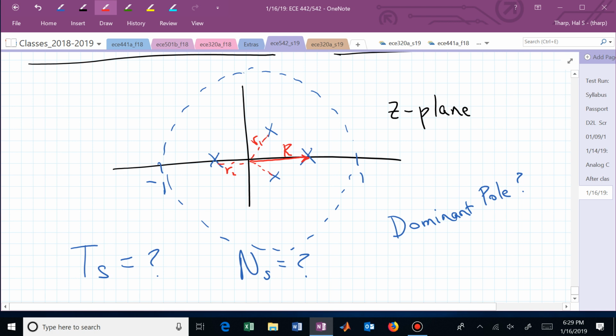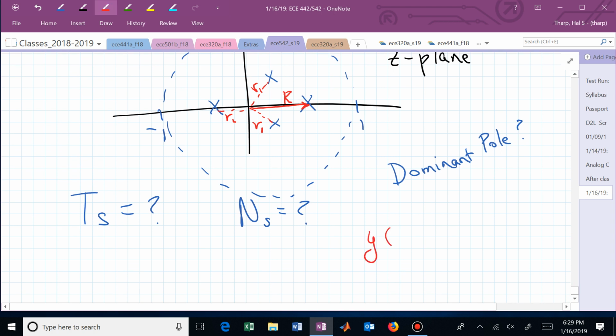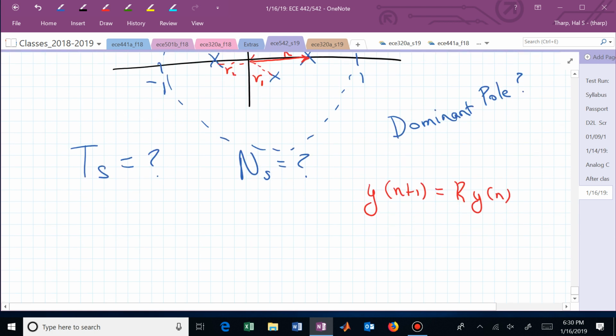Well, these are supposed to be in conjugate pairs. This better be the same. It may not be sketched accurately, but if I have poles, they're going to occur in complex conjugate pairs. So those 2 complex poles are the same distance away from the origin. Here, we agree in this class that now essentially we have y of n plus 1 equaling R y of n. And now we use that capital R like we used our A, and we can solve for N. Is that clear?